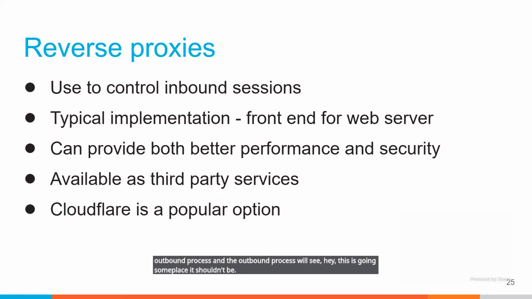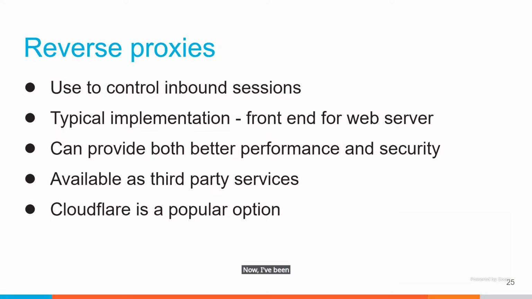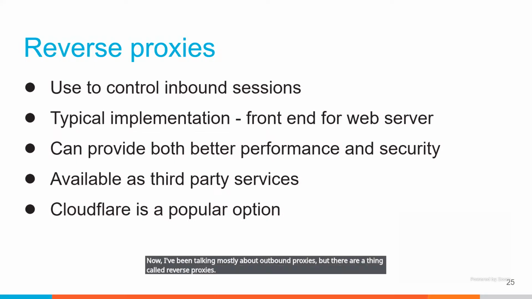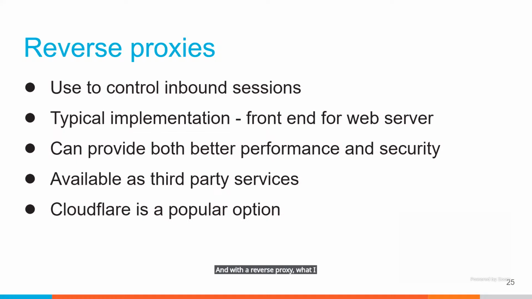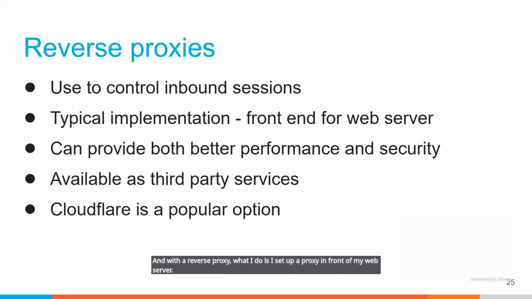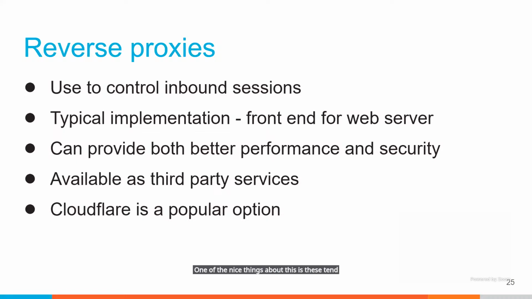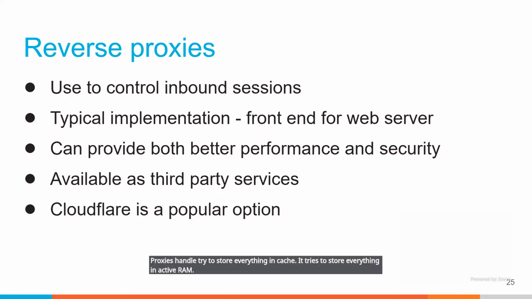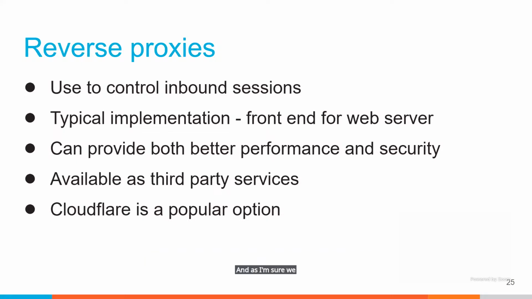Now, I've been talking mostly about outbound proxies, but there is a thing called reverse proxies. With a reverse proxy, I set up a proxy in front of my web server. One of the nice things about this is these tend to always run faster. Proxies try to store everything in cache, in active RAM. And as I'm sure we all know, accessing something in RAM is always much faster than accessing it off of a hard drive.